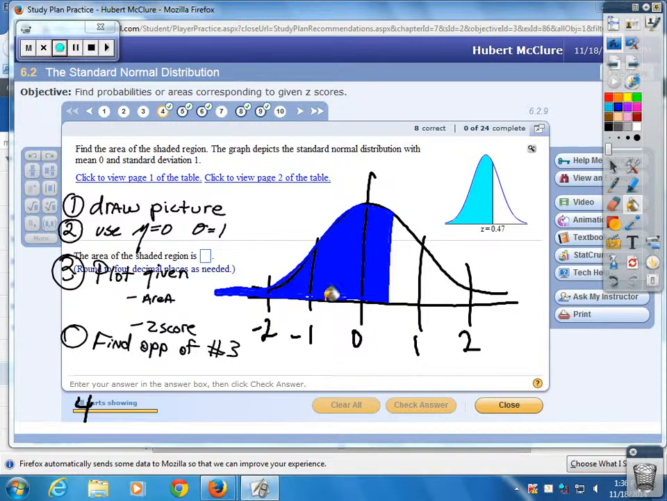Y'all are impressed, aren't you? All right, there's the blue area.